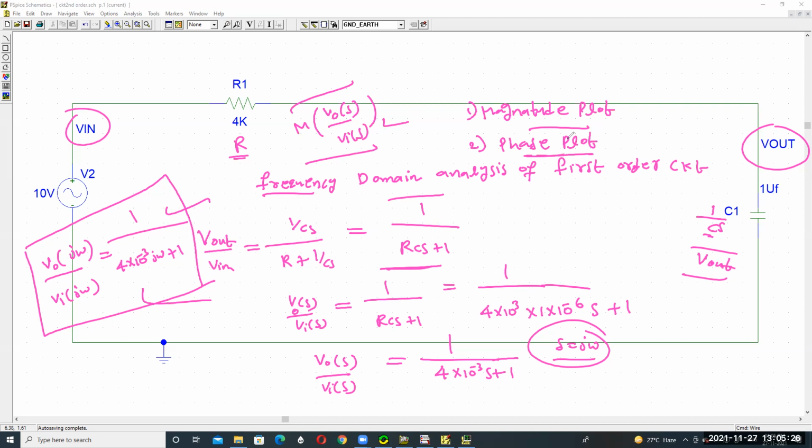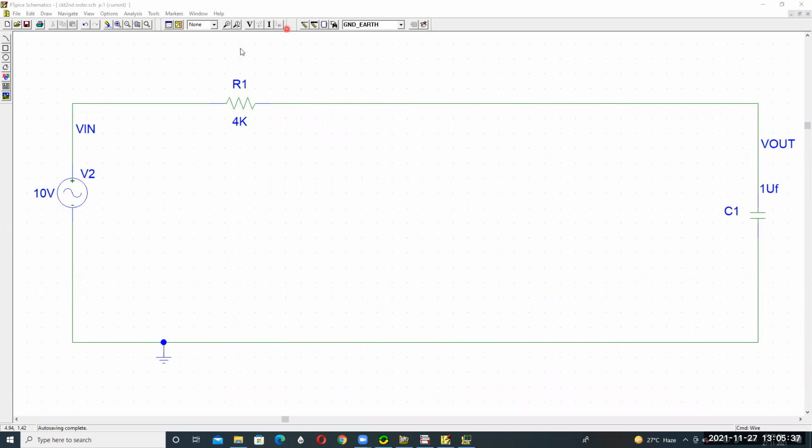So by using PSpice, we have to understand this magnitude plot, that is magnitude versus frequency. Try to consider here this circuit diagram. This is VAC, 10 volts, V in. This is the resistance R1, 4 kilo ohm, and C is 1 microfarad. This is the output voltage.